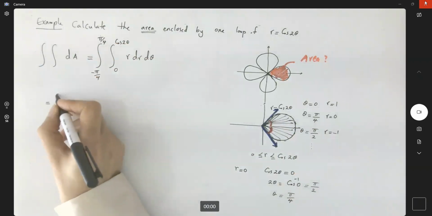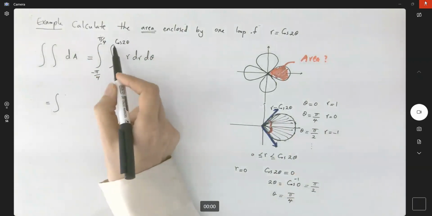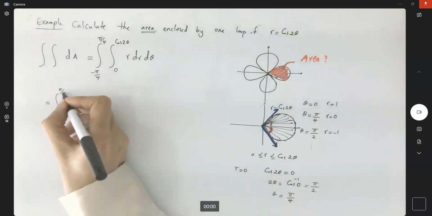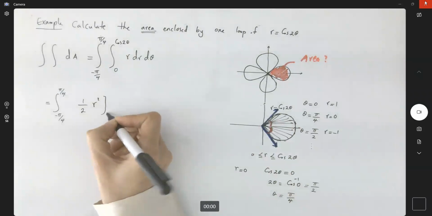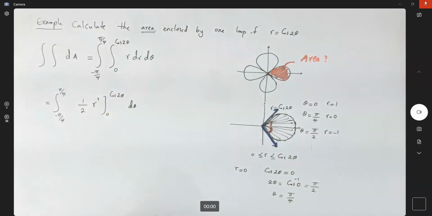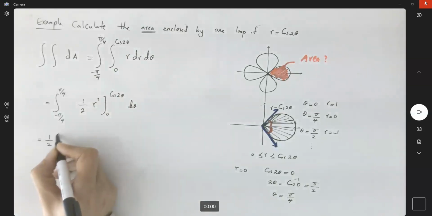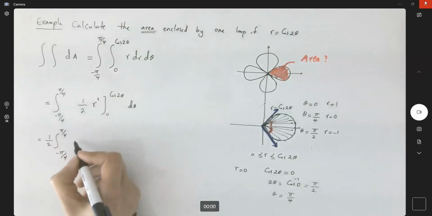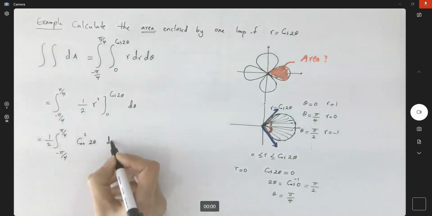So this becomes an integral. Can I separate these two? Note that here you have a boundary which depends on theta. So take a look at this. Negative pi over 4 to pi over 4, and here you have a half r squared, with r bounded between 0 and cosine 2 theta, d theta. Perfect. So this becomes a half integral from negative pi over 4 to pi over 4 of cosine squared 2 theta d theta.